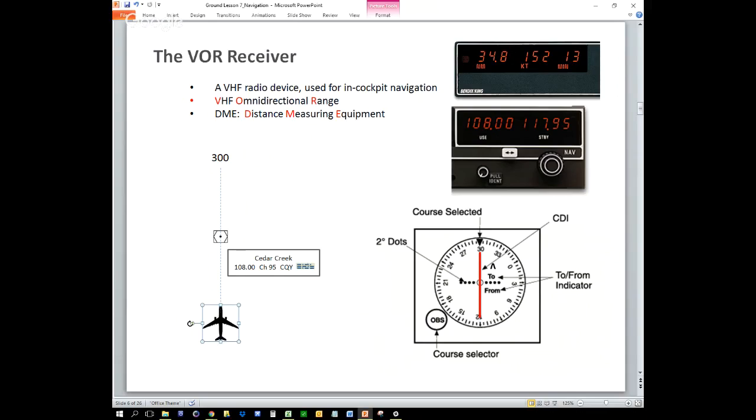Right. So the thing to keep in mind is the VOR gauge doesn't really care which direction you're flying. It just cares where the airplane is relative to the station.